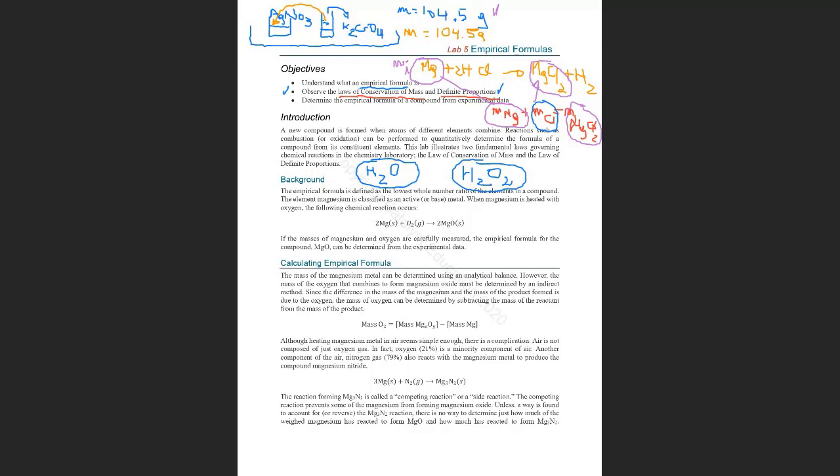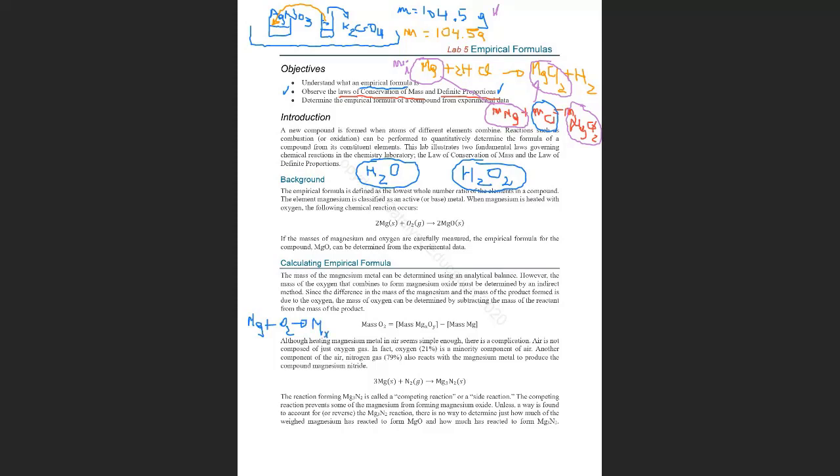Okay. So now here they are giving you an example of how you are going to calculate the empirical formula. This is a different example. It's not what you are going to do in your report. They give you just how they calculate when they have a reaction between magnesium and oxygen to produce a compound.